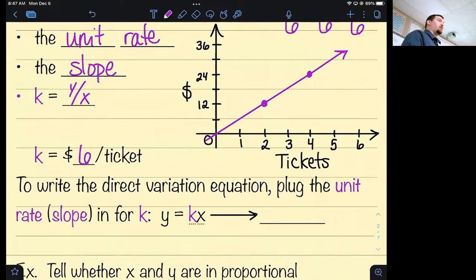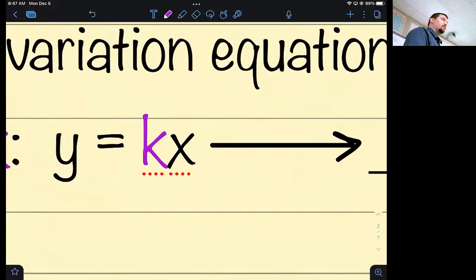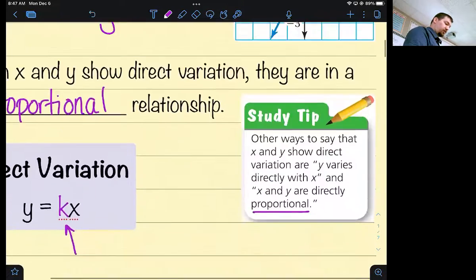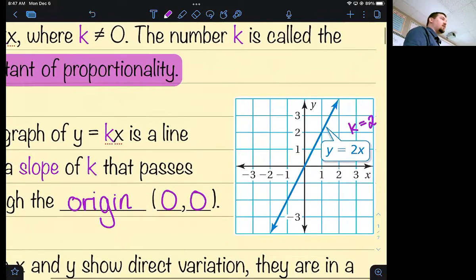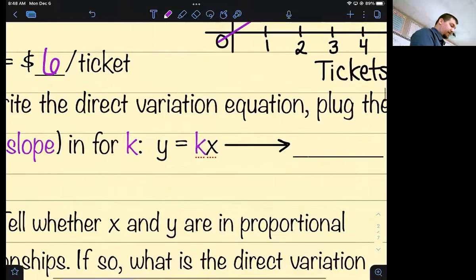Okay, now this is the only new thing we're going to do today. You ready for this? When you find out what k is, they're going to ask you to write the direct variation equation, which is y equals kx. That's the equation of the actual line, just like this line up here was y equals 2x. So once you find out what k is, I just need you to plug k in right there. We're going to leave y and x alone. I colored k purple because it's the only one we actually put a number in for.